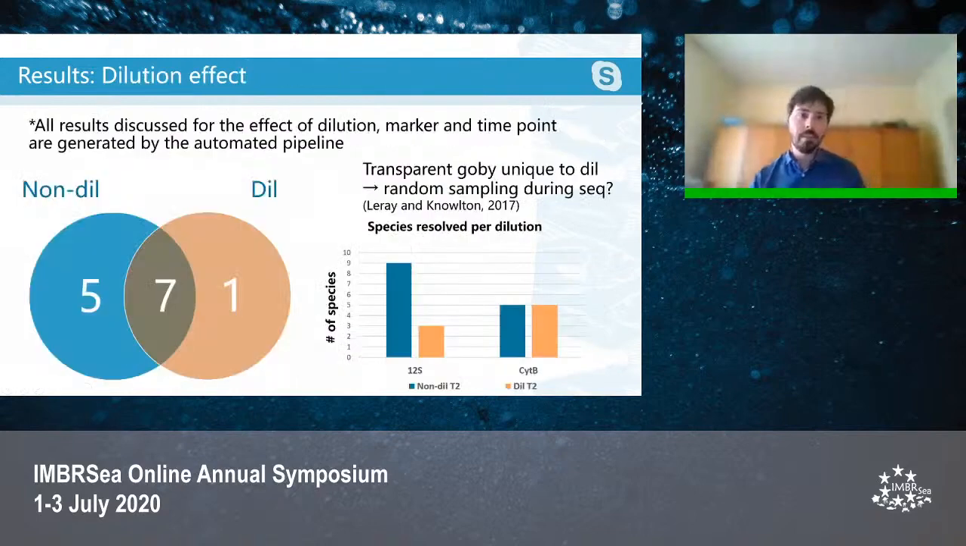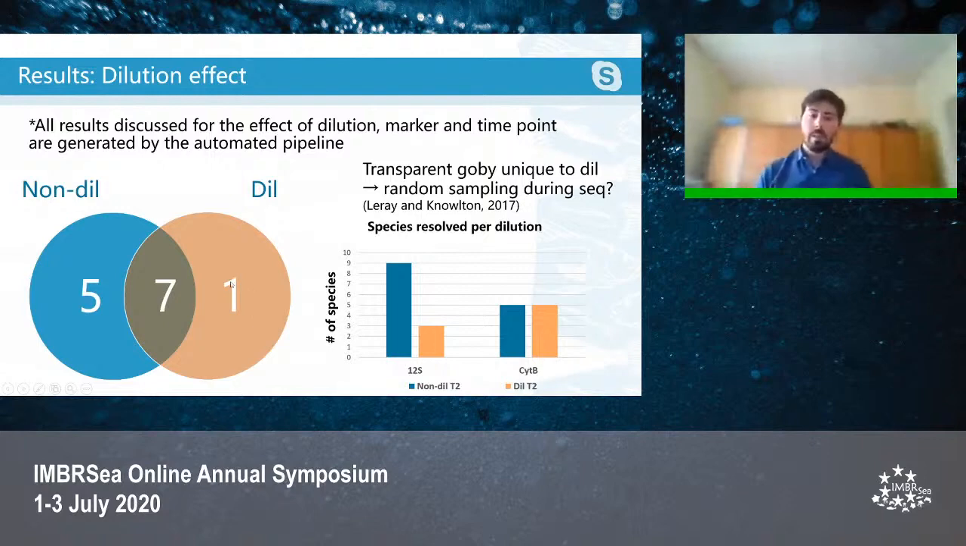So first, the results I'm going to discuss for the difference in dilution, in marker and in time point are generated by the automated pipeline, as this is the standard way of doing it. So we can see that 5 species that we found are unique to non-diluted samples, that 7 overlap in both, and 1 is unique to the diluted.